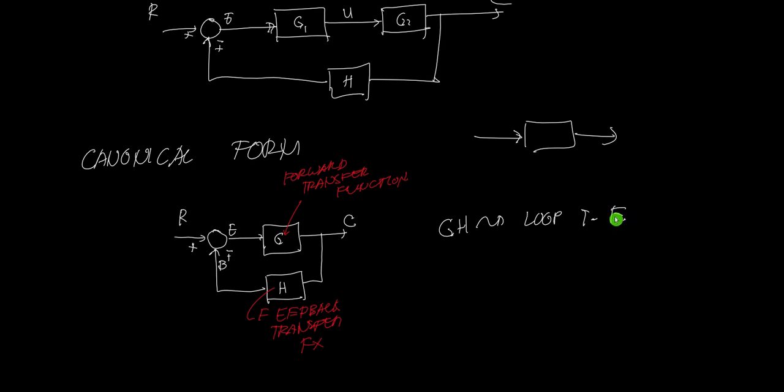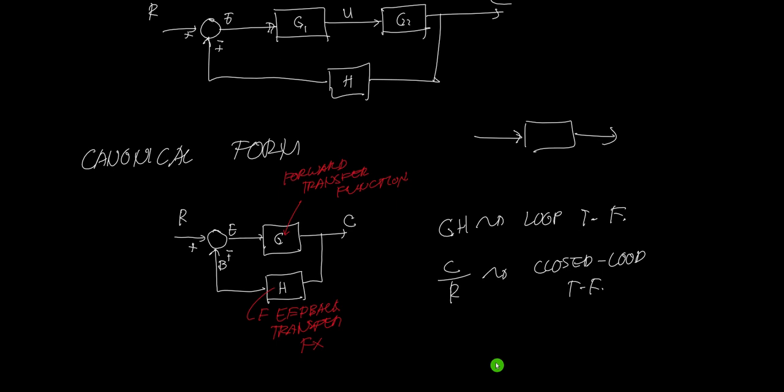Then how about the total transfer function, C over R, output over input? How do you solve for the output over input? We call that the closed loop transfer function. See, C over R, this is the closed loop transfer function, or some books call it control ratio. C over R, output over input.